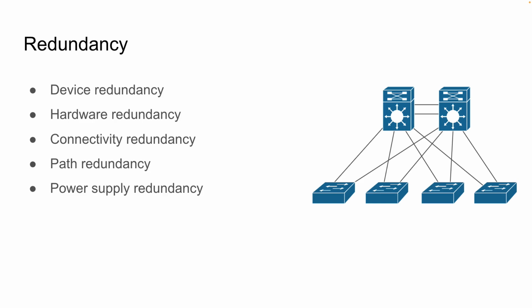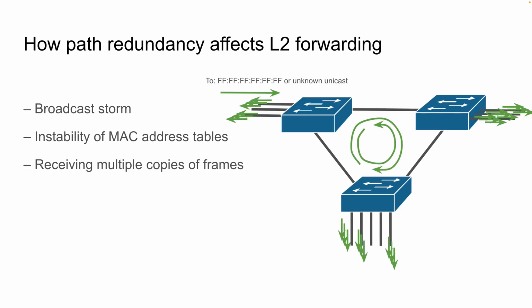Because in this case, your networking devices will be powered off immediately. Let's talk about path redundancy and how it affects layer 2 forwarding. Without this special mechanism, which I mentioned in the previous slide, specifically spanning tree protocol, there are three negative consequences of layer 2 redundancy, path redundancy in your network.